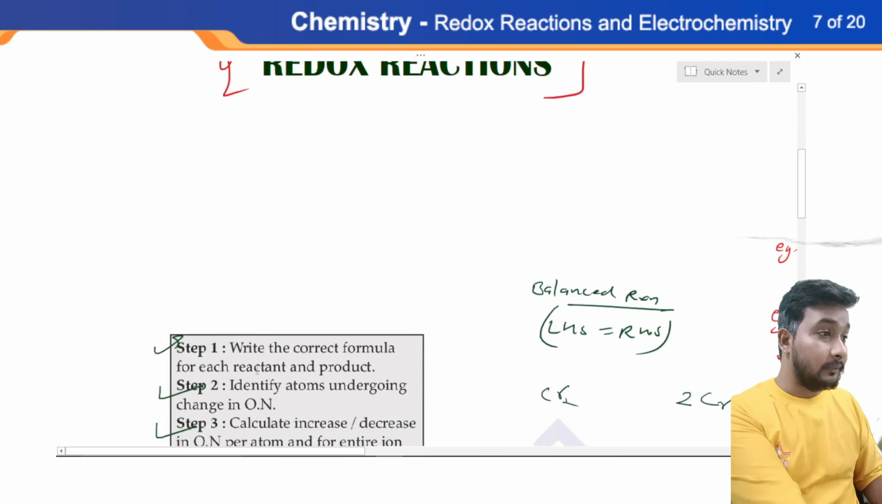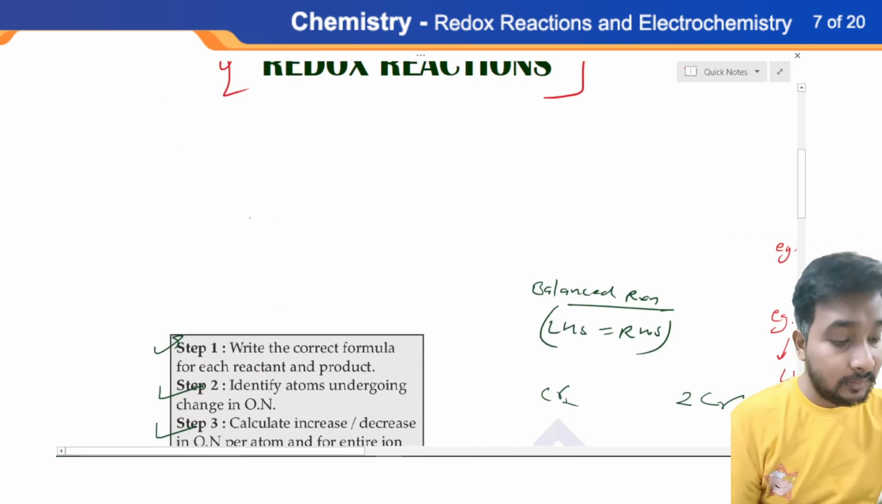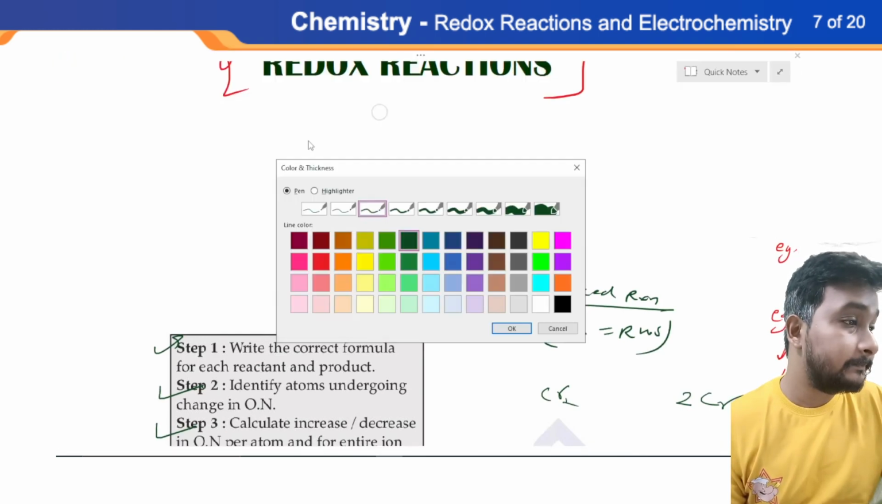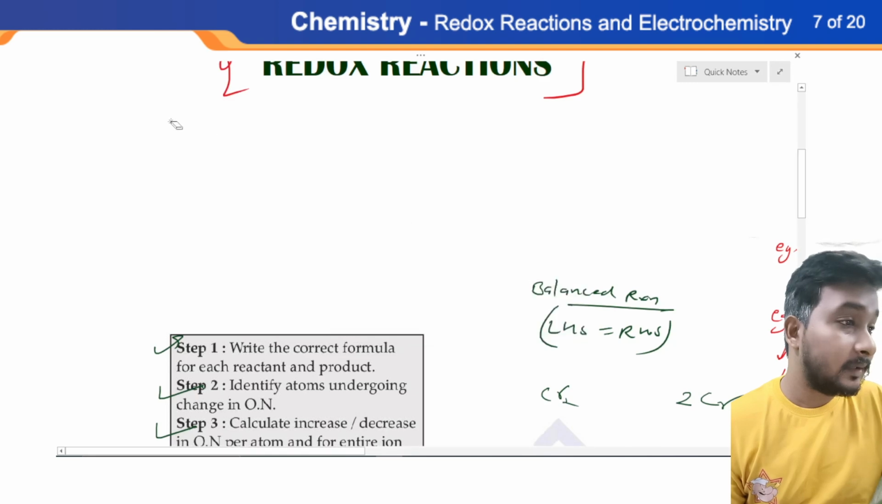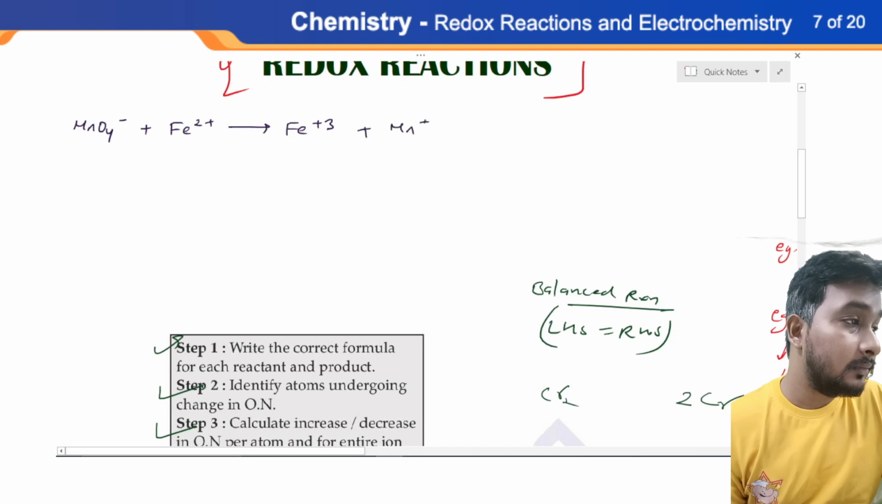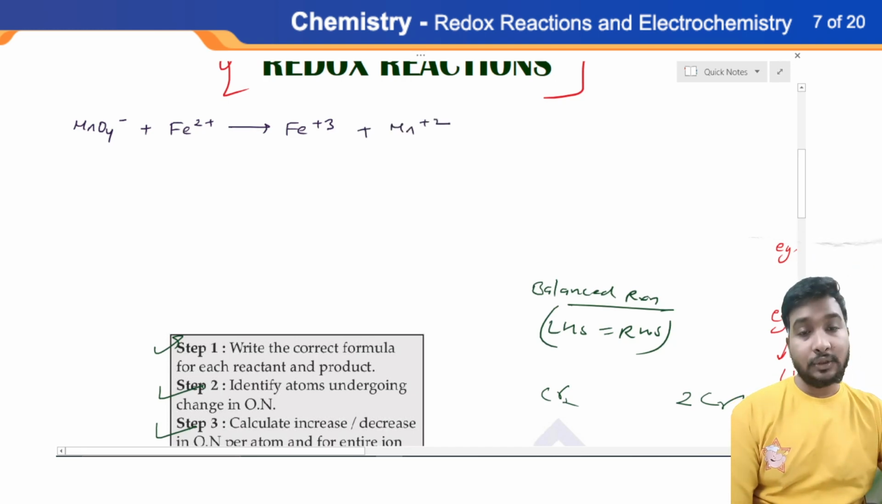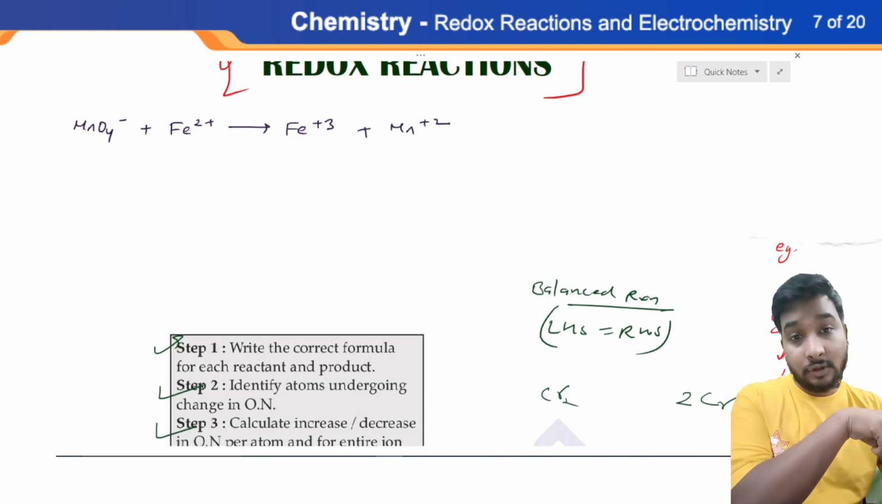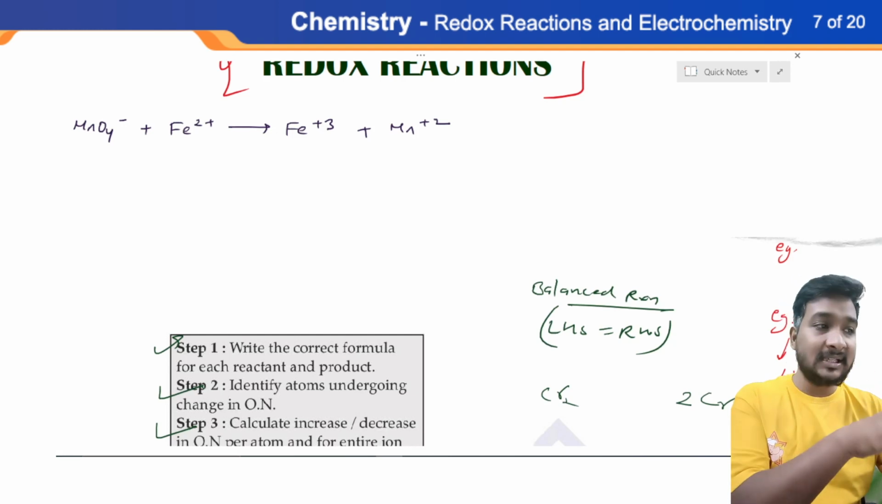Now, suppose we have MnO4 minus plus Fe2 plus giving you Fe3 plus and Mn2 plus. You have to balance this reaction with the help of the oxidation number method. This reaction is not balanced. You can pause the video and check it.